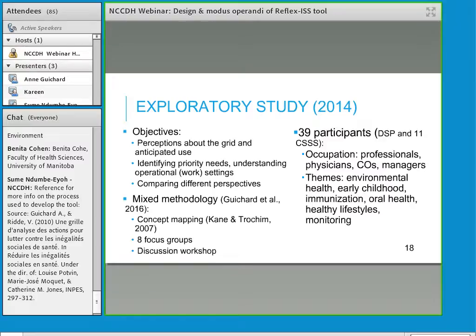The combination of these 3 methods allowed us not only to identify and prioritize a number of key conditions under which to use the tool in the Montérégie context, but also to understand the different realities of different organizational settings and to compare different points of view.